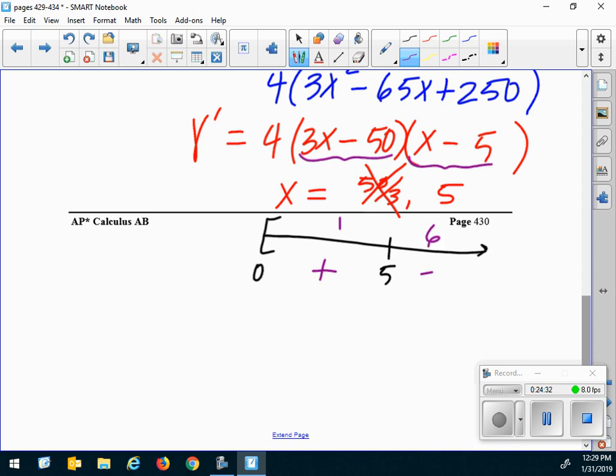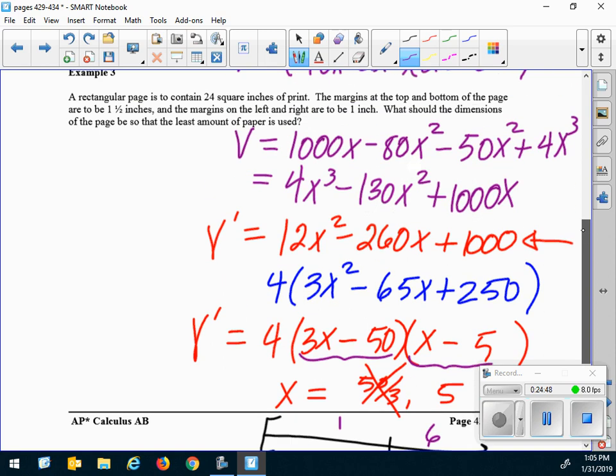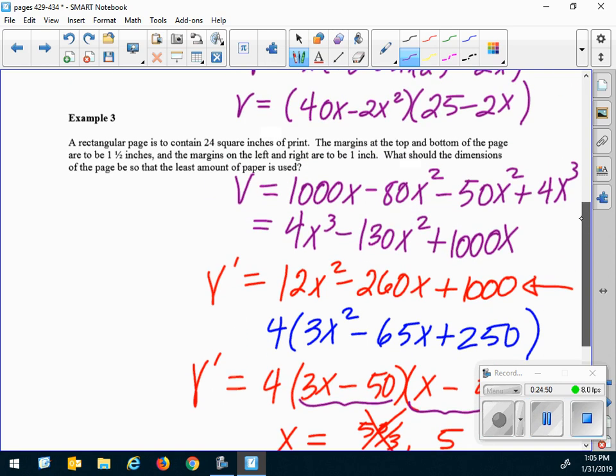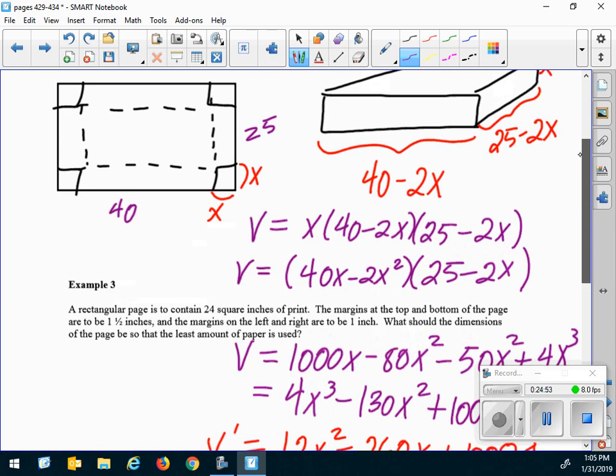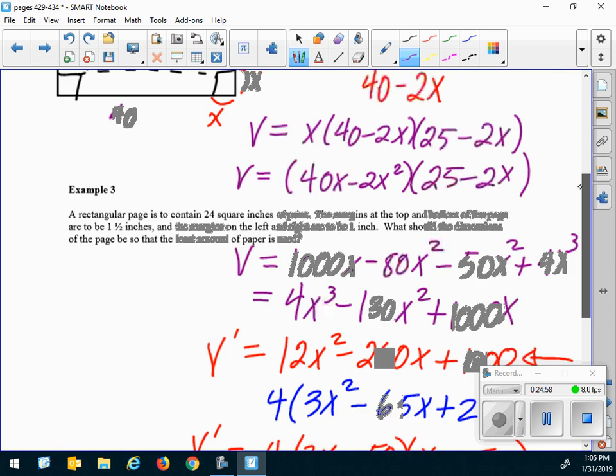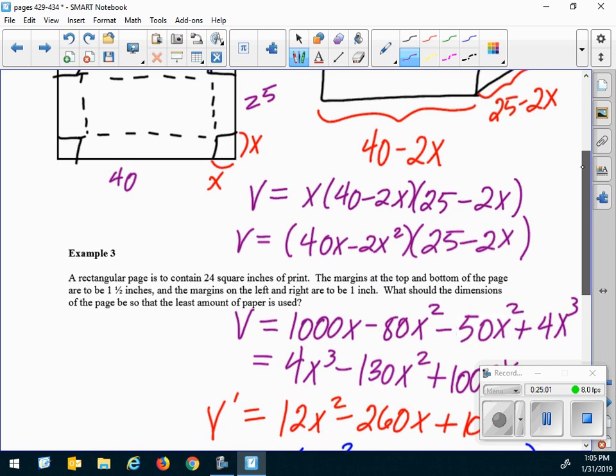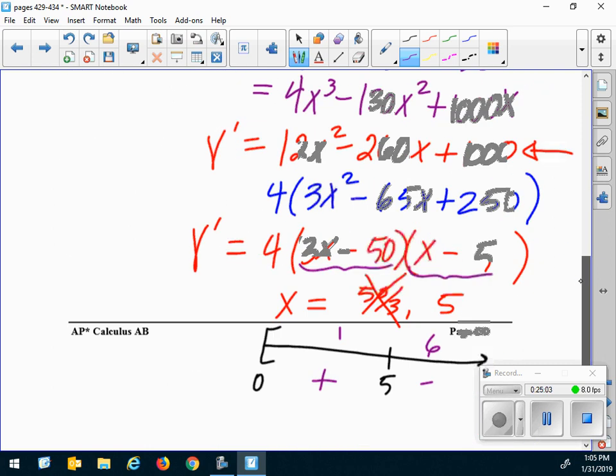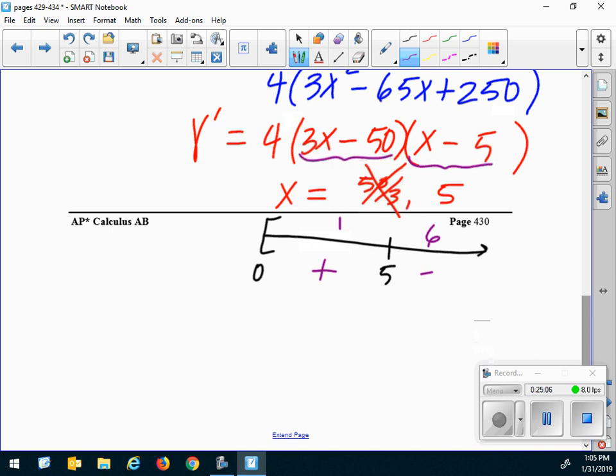How could it not be a maximum? You are just verifying your work. That's what you're doing. We were finishing this problem up. Let's see, we got 5. Did we verify? Okay, so we know that x equal 5 achieves a maximum.